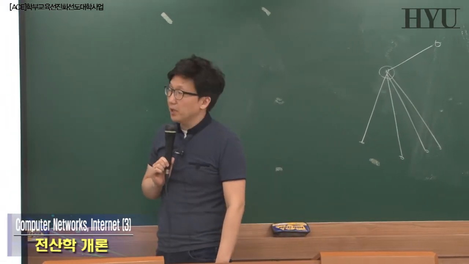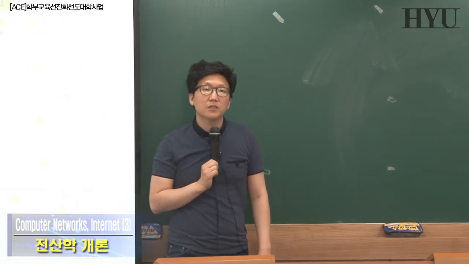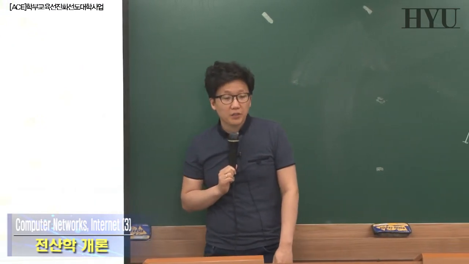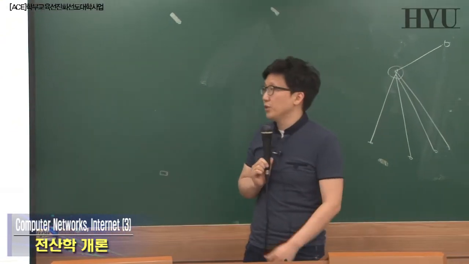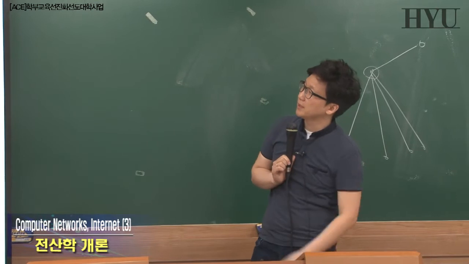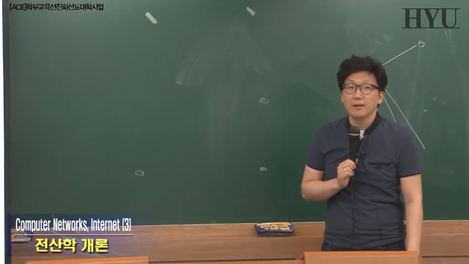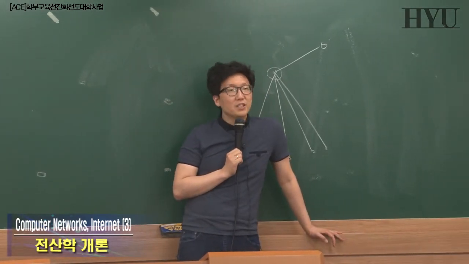And in ring and bus, sometimes you need to have a certain token to send the data. Token refers to the right to send data to another node. So I just want you to know the very basic topologies that you can find: bus, ring, star.